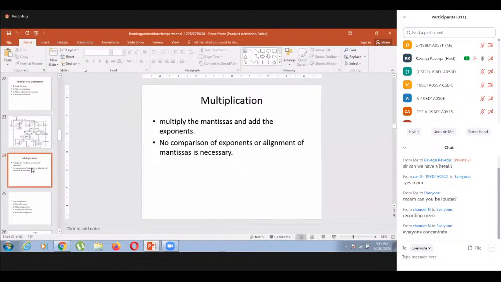So coming to the multiplication. In multiplication, you multiply the mantissas and add the exponent values. Here, no comparison of the exponents and no alignment of the mantissas are necessary.